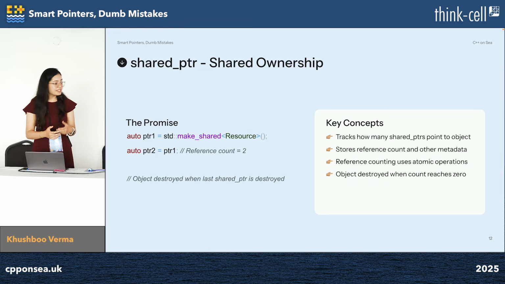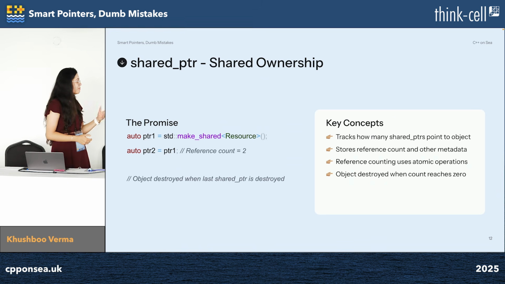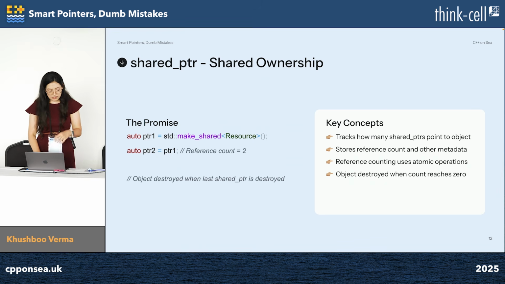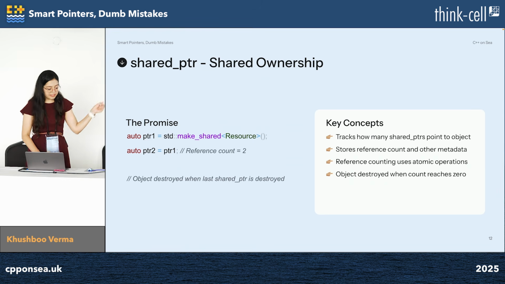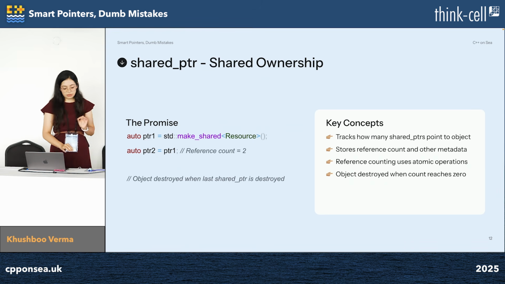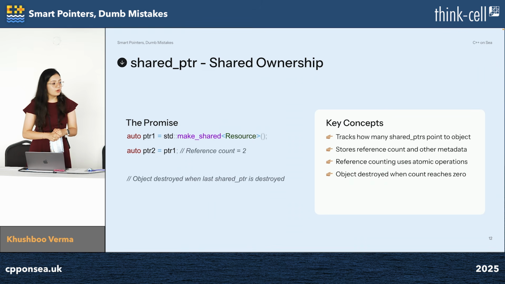So just like we had make unique, here we have make shared. And I can pass the resource inside it. Now this resource could be any data type. It could be integers, strings, or arrays. And as we can see, in the second line, I'm doing auto ptr2 equals ptr1. So what shared pointer actually does is that it maintains a reference count underneath.